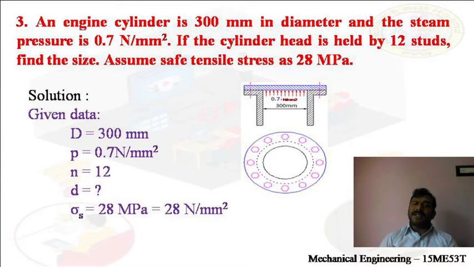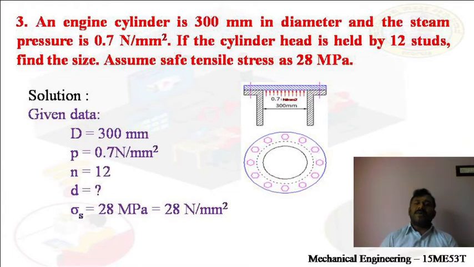Bolt and studs are fasteners, but there is a difference. What is the difference? A bolt has a head at one end and a threaded portion at the other end, but a stud has a threaded portion at both the ends. That is the main difference between bolt and studs. But the procedure to design the bolt and studs is the same.